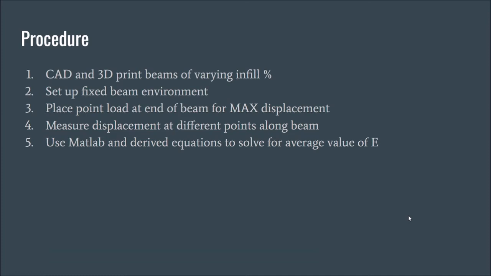So in terms of procedure, I will first CAD and 3D print beams of varying infill percentage. And then I will set up the fixed beam environment, and then place the point load at the end of the beam for max displacement. And that's just to better visualize and get the best results. And then for step 4, I will measure the displacement at different points along the beam. And then I will use MATLAB and derived equations to solve for the average value of E.